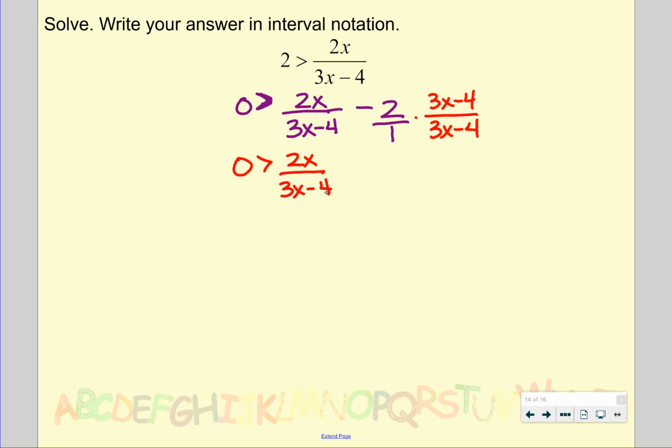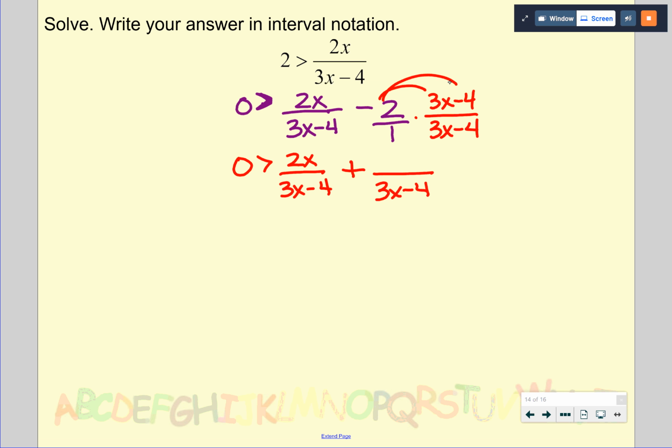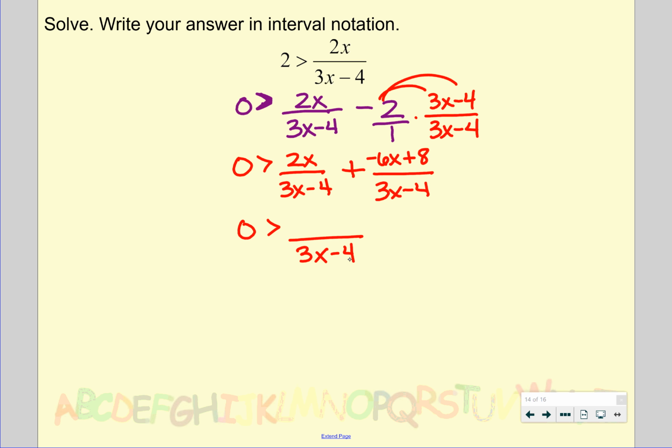Instead of a -2, remember you can think of that like plus and then distribute the negative through. So that'll be a little easier when you start putting them together. So if I distribute the -2 in, I'm going to have a -6x and a +8. And now I've got my common denominator, add them together. Denominator, 3x minus 4. Numerator, I need to do 2x and -6x, so -4x plus 8.